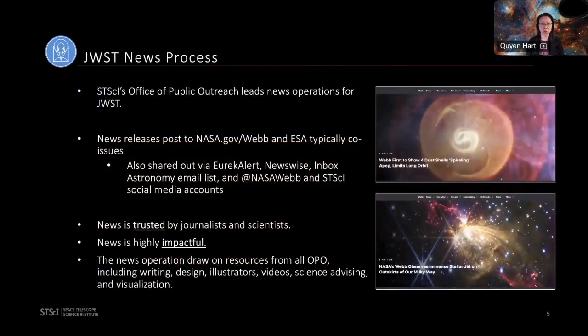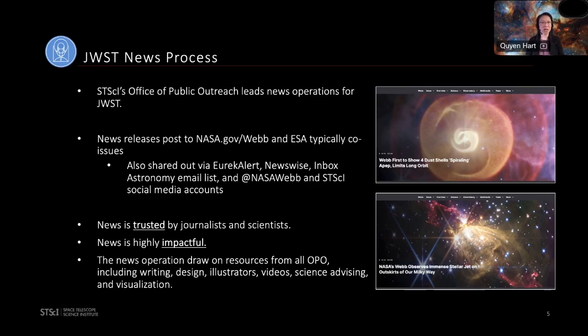So starting with news, it really is a foundation through which a lot of information does get to the public. So I just wanted to share the JWST news process. OPO here leads the news operations for JWST. We work very closely with our NASA colleagues on the dissemination of the materials and the content here. They're released on the NASA website, and ESA typically co-issues those releases as well. And we share them out through other venues like EurekAlert, Newswise, Inbox Astronomy, and through social media channels.